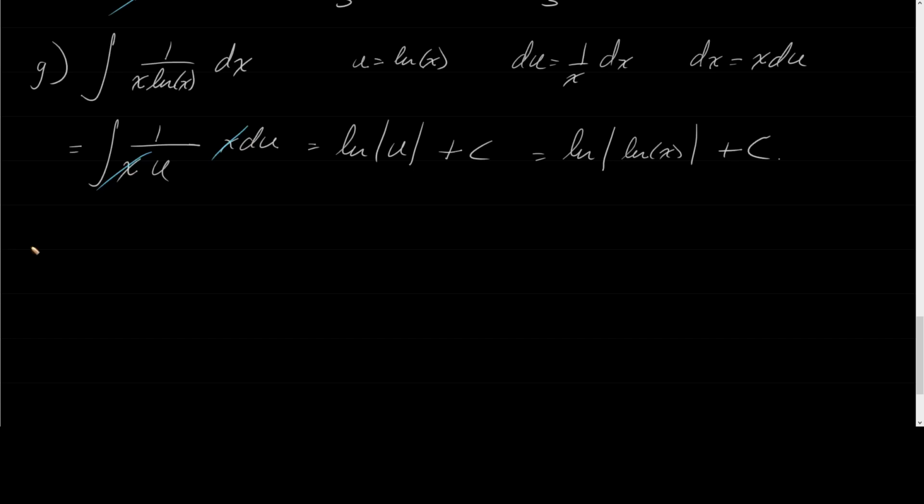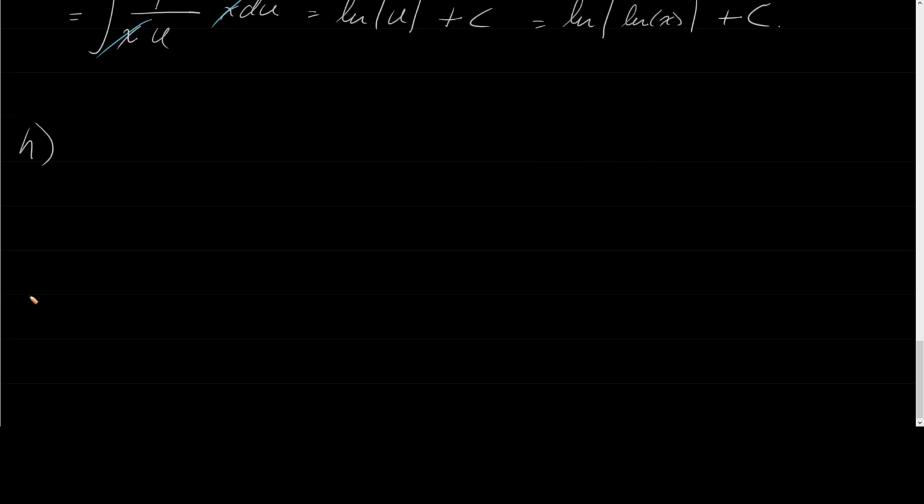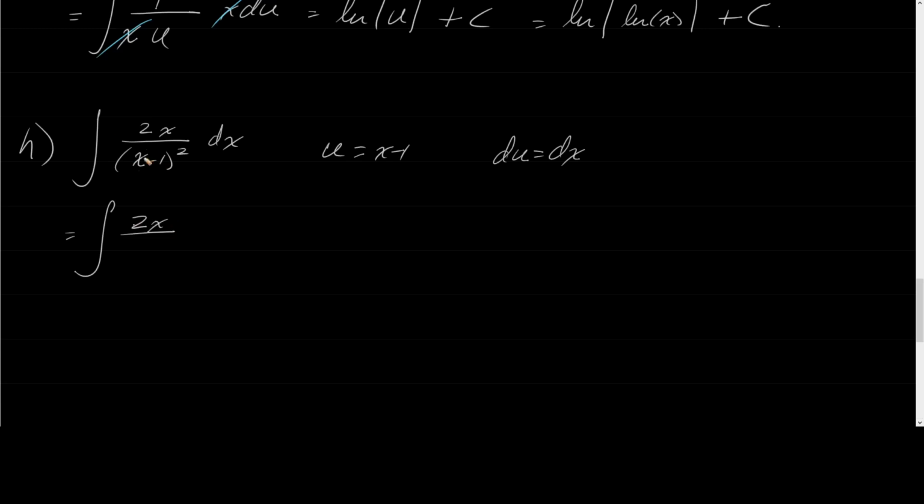Next one, h. Let's say that we have the integral of 2x over (x minus 1) squared dx. All right, so what do we get here? Let's see, let's make our u be x minus 1. At that point, our du would just be dx, so that this thing becomes, well, the integral of this 2x, we didn't use for our substitution. This x minus 1, that was our u, so we have u squared, and this dx was just du.